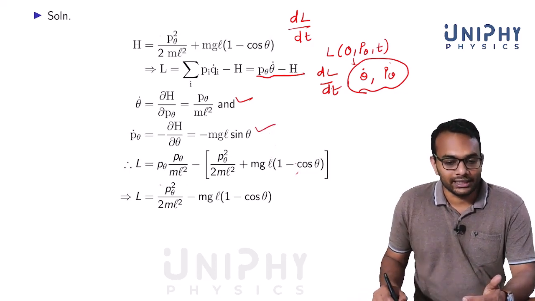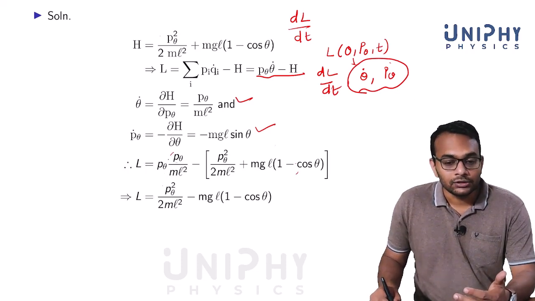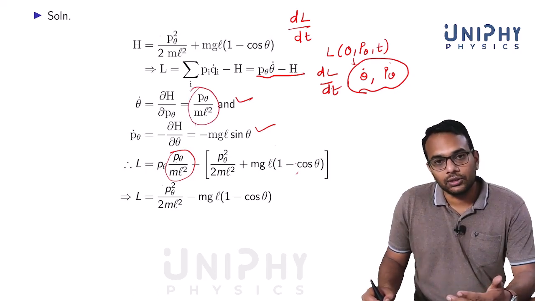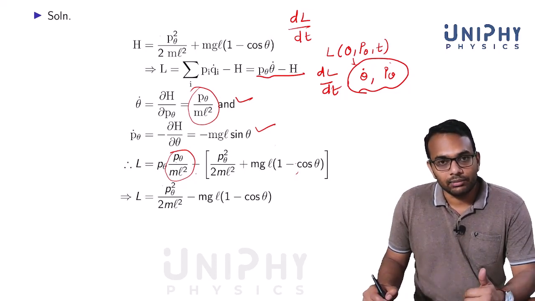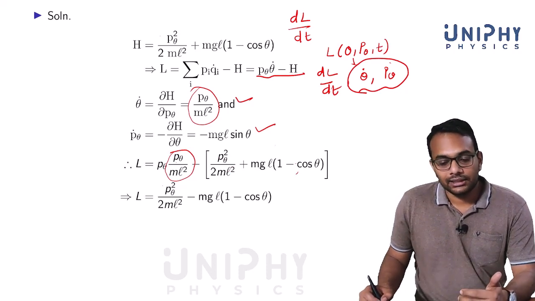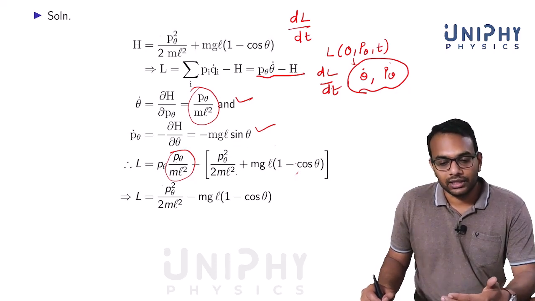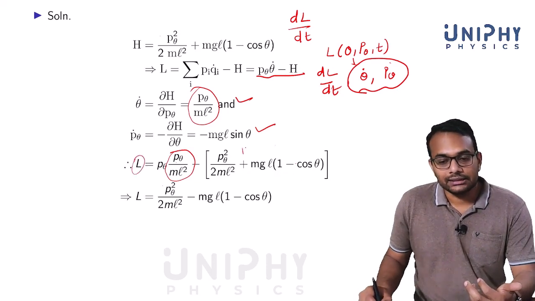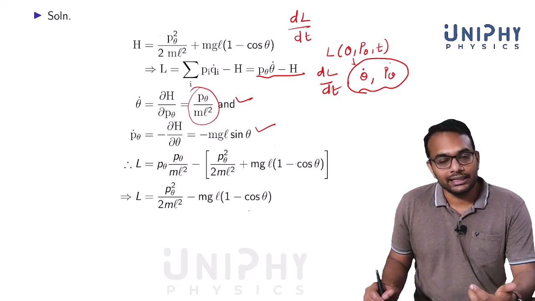Now we will find the Lagrangian. The Lagrangian is equal to p theta theta dot, but we don't need any theta dot. So immediately we write theta dot as we obtained from the Hamilton's equation, p theta divided by ml square, minus H. The Hamiltonian is just this, p theta square divided by 2ml square plus mgl times 1 minus cos theta. Now we have got our Lagrangian in terms of p theta and theta.